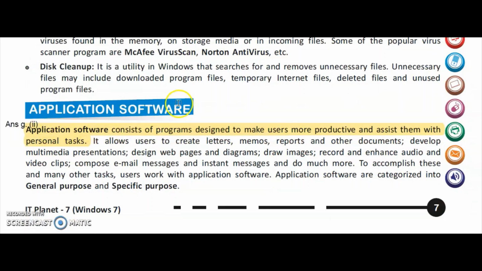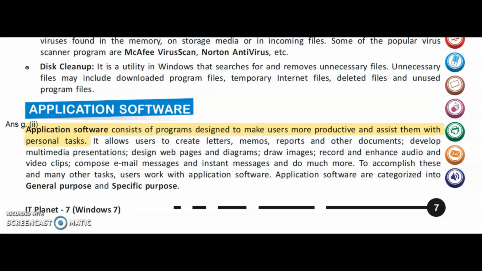The last heading, application software. Application software consists of programs designed to make users more productive and assist them with their personal tasks. Here your answer is complete for the G part.